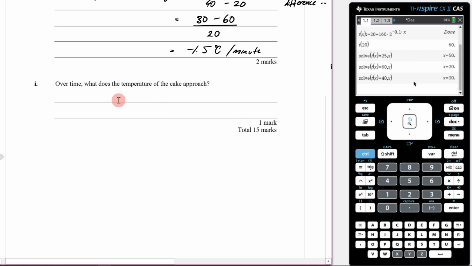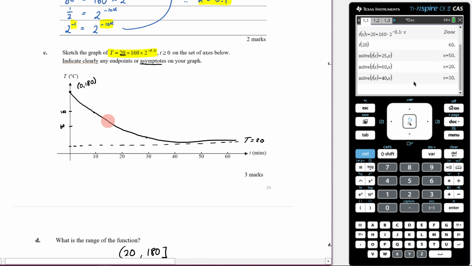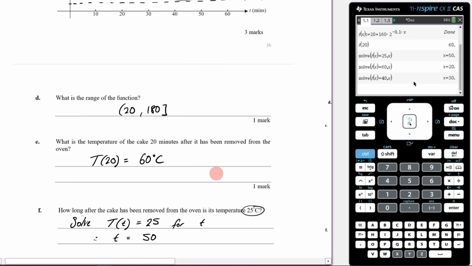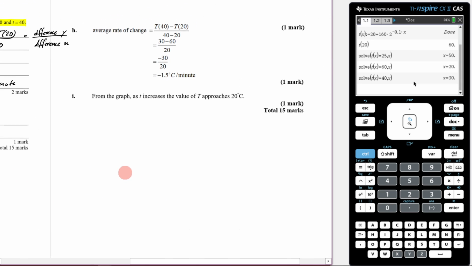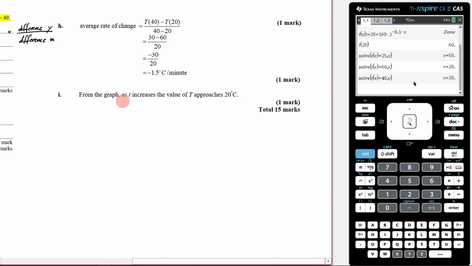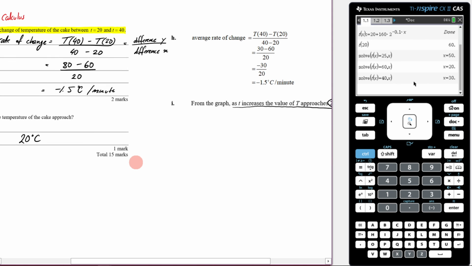Okay, last one. Over time, what does the temperature of the cake approach? This is a nice and easy one. Looking up at our graph here, you can see that it's slowly, but never actually going to approach 20 degrees Celsius. So I can write 20 degrees Celsius. And then if we look at our mark scheme here, from the graph, as T increases, the value of T approaches 20 degrees Celsius. And we're all done.